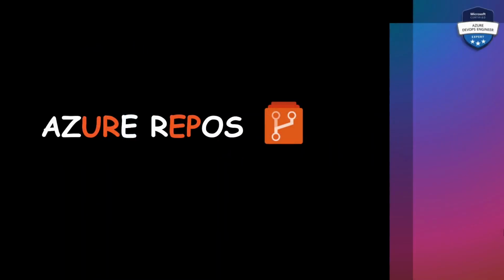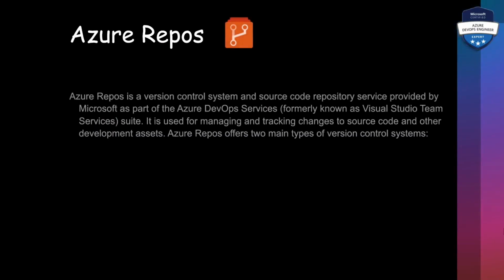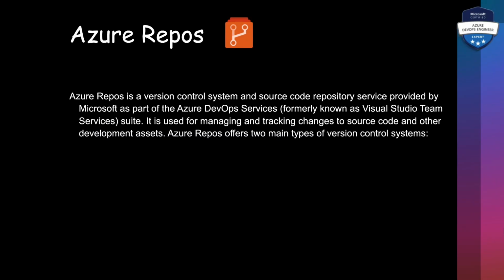So today we will see Azure Repos and how Azure Repos work in Azure DevOps. Azure Repos is a version control system and source code repository service provided by Microsoft as a part of Azure DevOps Services, formerly known as Visual Studio Team Services Suite. It is used for managing and tracking changes to source code and other development assets.